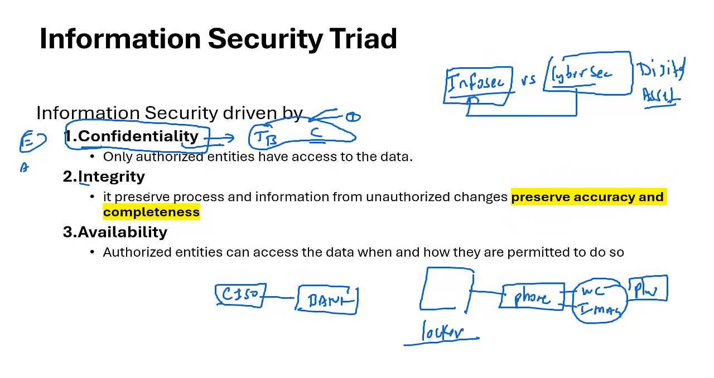Second, whatever transactions we are doing should be processed without any error. So we have to ensure the transaction is done in a proper manner. So we maintain hashing and all that. And third, whenever the user wants the website to be available, it must be available. That is called availability.